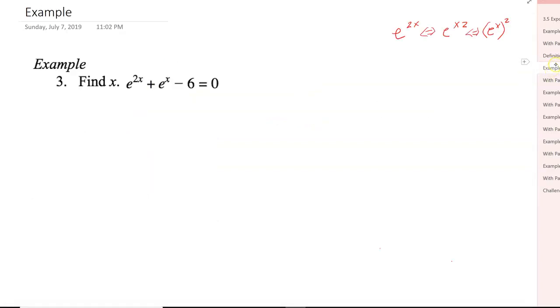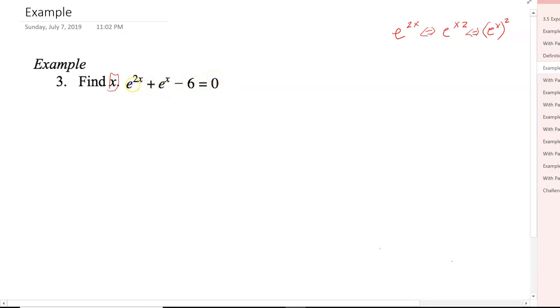All right, let's look at an example. Here we're trying to find x. At the end of the day, we want to find what this x is. We circle it there, and notice in this question, e to the 2x plus e to the x minus 6 equals 0. We want to find x.